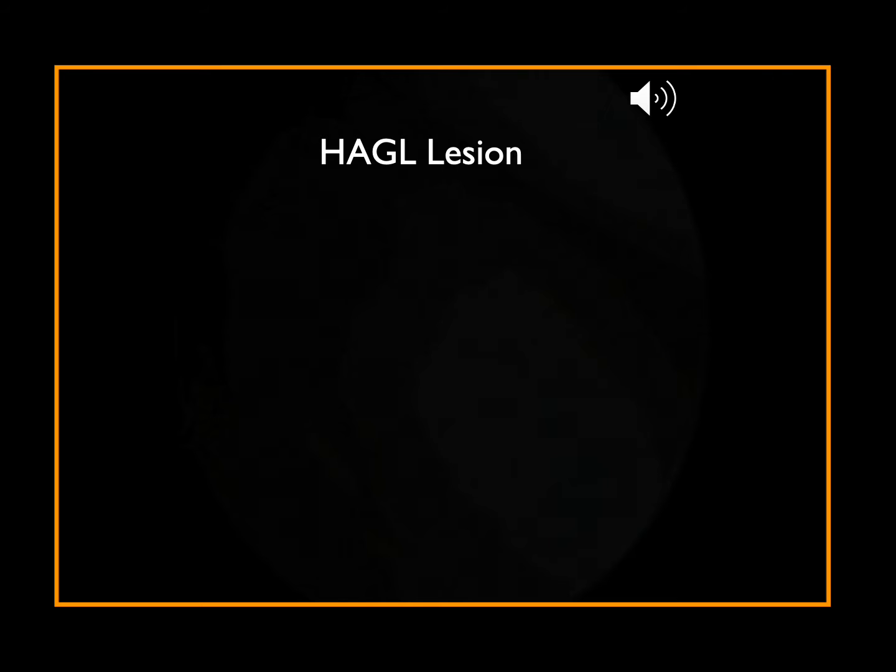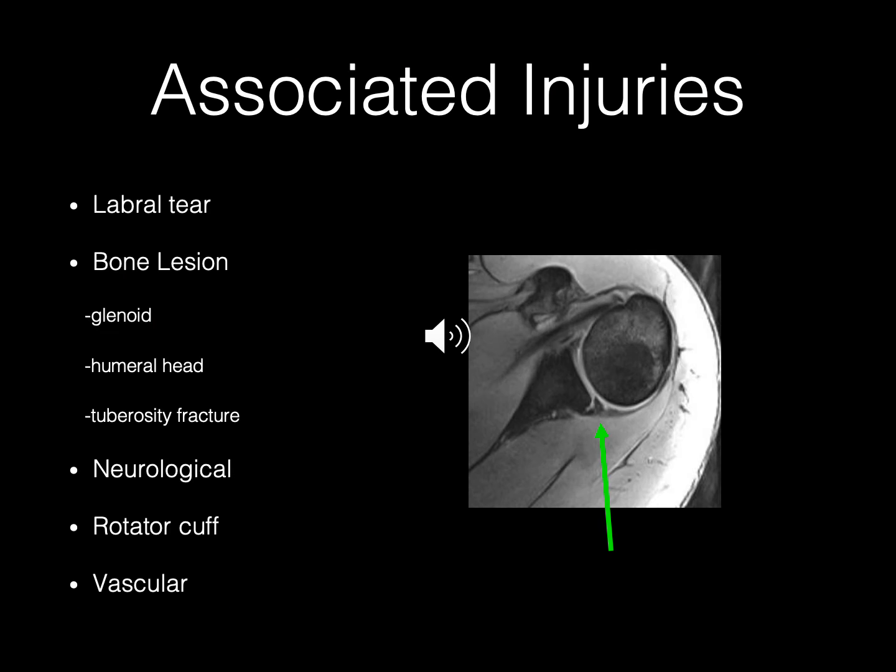In this patient, there is a labral tear, but associated avulsion of the inferior glenohumeral ligament from the humeral side, a so-called HAGL lesion, which if unrecognized and untreated can lead to a higher rate of recurrent instability. Here we see a posterior labral tear.